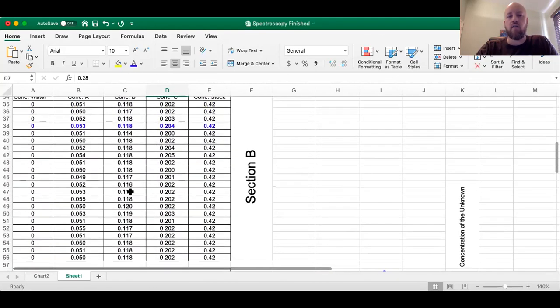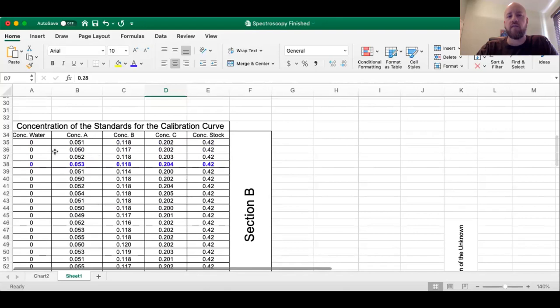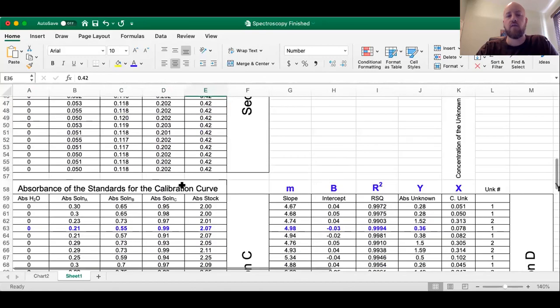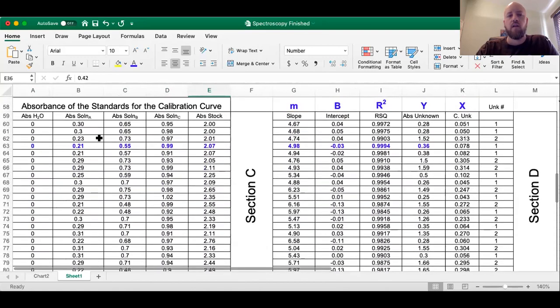Section B is the calibration curve set of data. Obviously water is our blank, so it's a 0 concentration. And then the stock solutions, or our standards, go up in concentration until they reach the stock solution. The absorbance of each solution was taken.